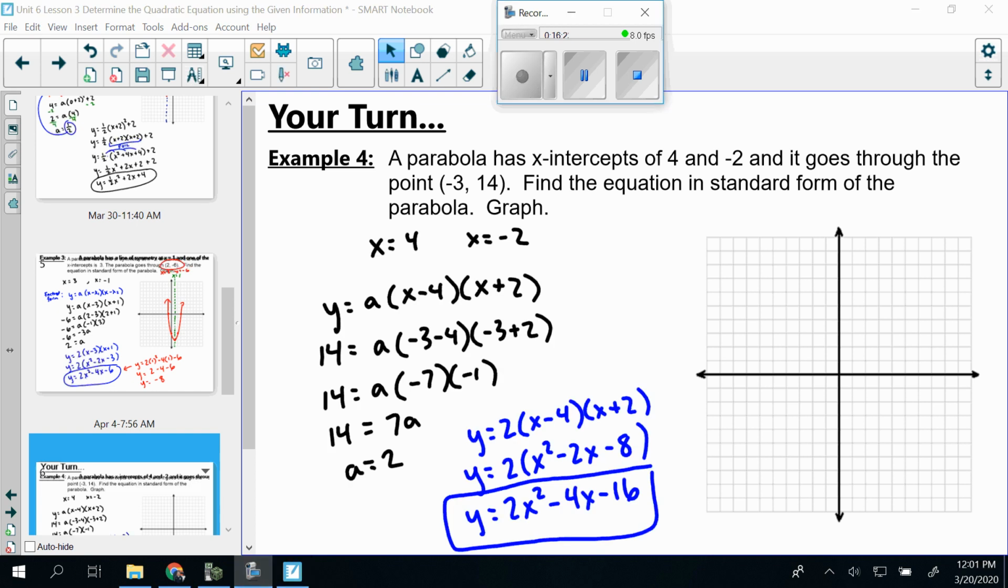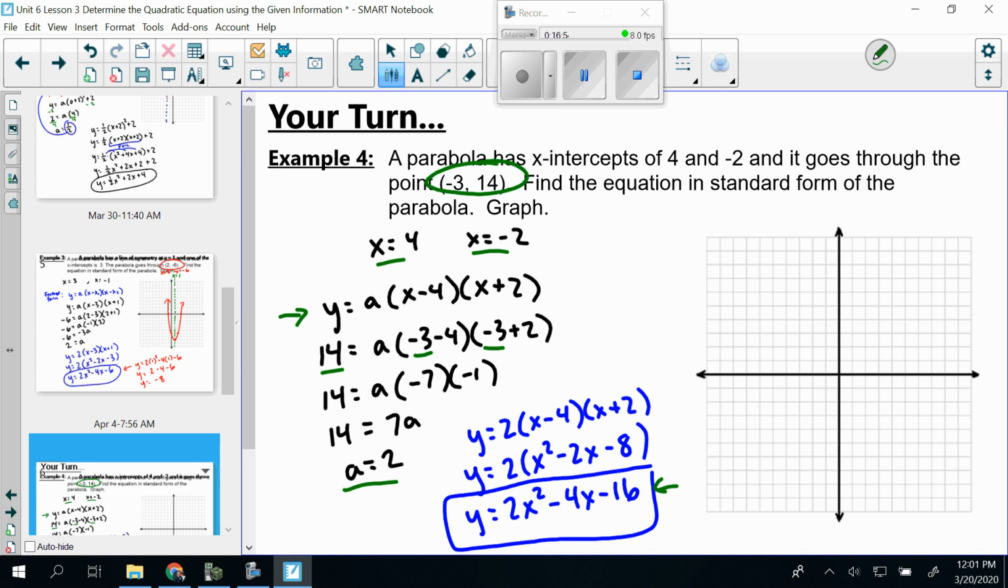If you started off with our factored form here again, we know these are the two x-intercepts, so if you put those numbers in, we're going to end up with x minus 4 and x minus a negative 2, or x plus 2. Now plug in that point you know of, negative 3 for x and 14 for y. Solve. You should have got that a is 2. Then plug that back in, and you should end up with this standard form equation here.